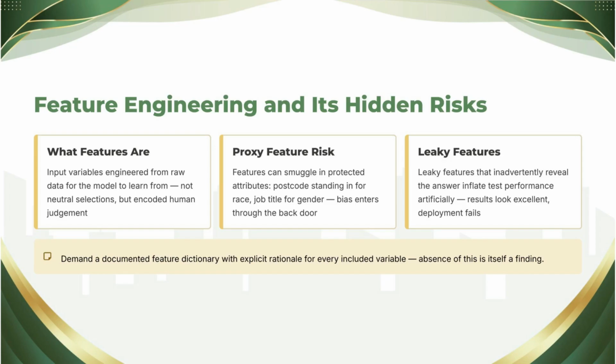Which features were tested for correlation with protected attributes? A model is a mirror of its features. Audit the mirror before judging the reflection.